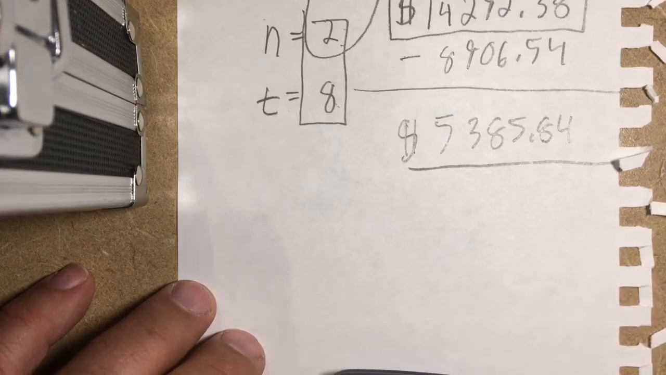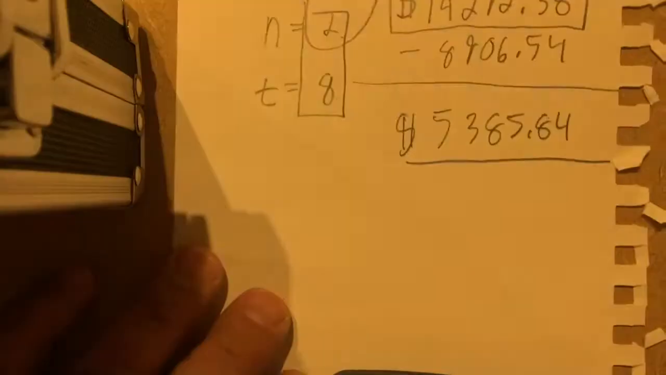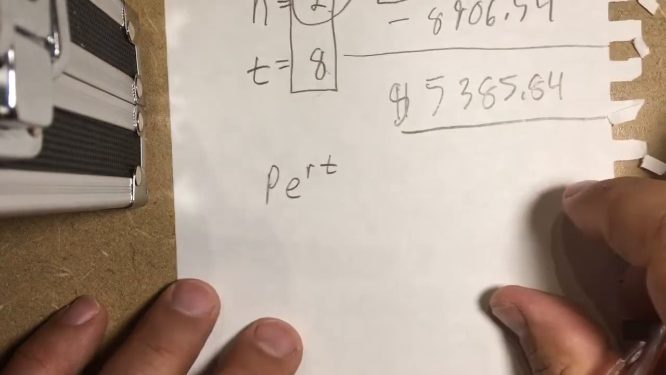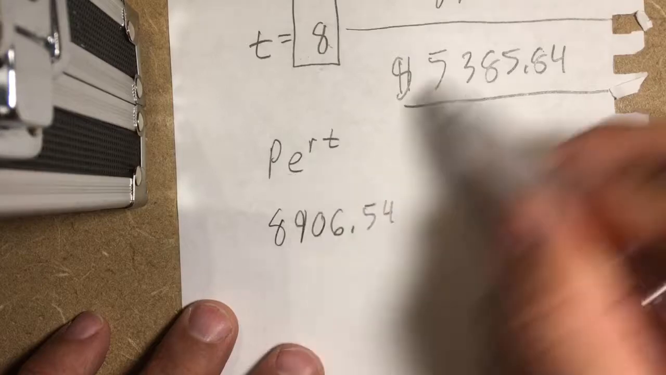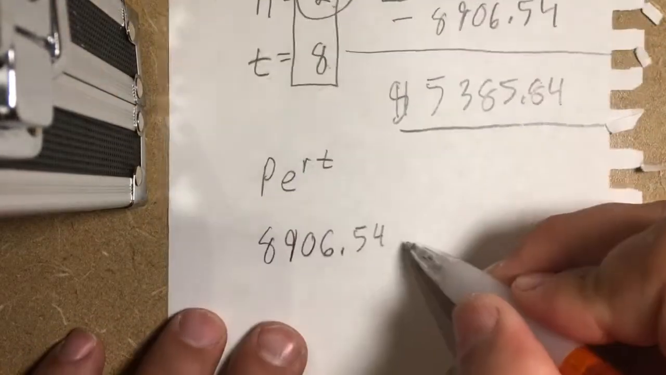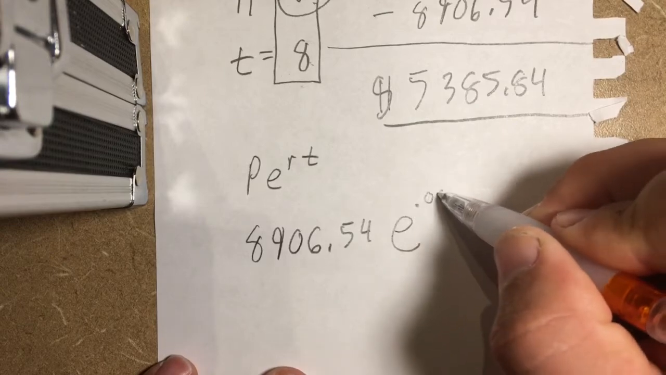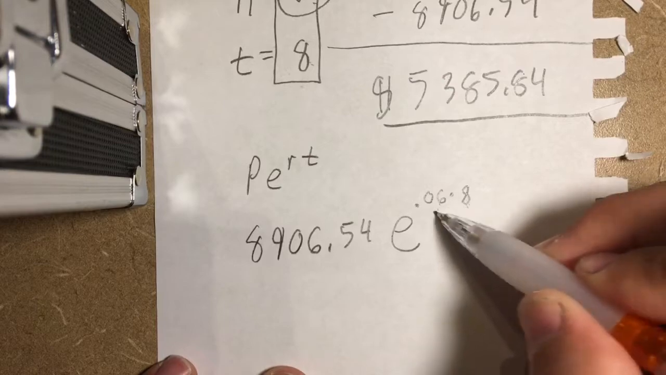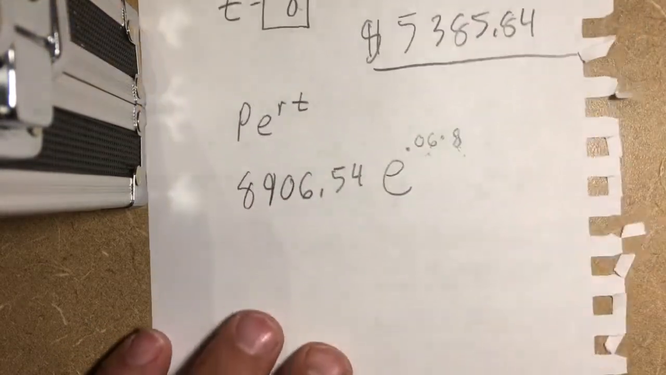Now it wants to know what continuous compounding achieves or earns. This time, instead of being print, we're going to use per. So it's the same principle, 8906.54, but this time, instead of doing the parentheses, all of our parentheses is replaced with the letter E, which is actually 2.718, to the R, which is 0.06, times T, how many years? 8 years. So notice now we're multiplying the rate and the time, whereas over here, we were dividing the rate and the number of compoundings. It's a little bit different.